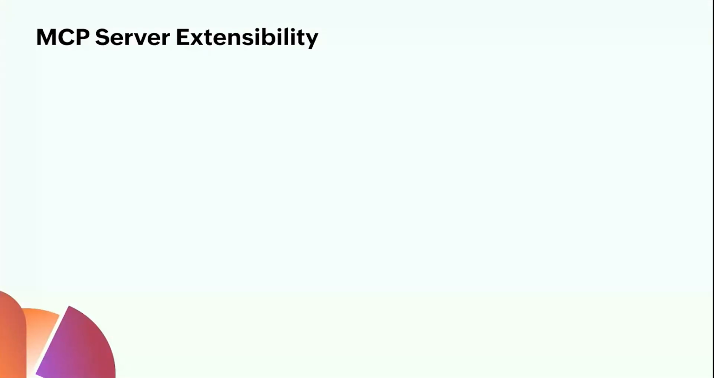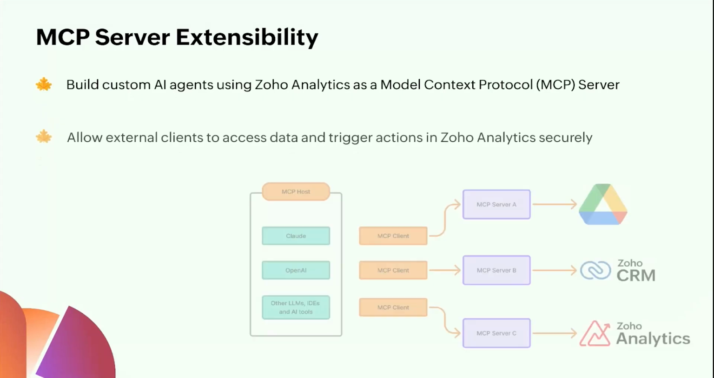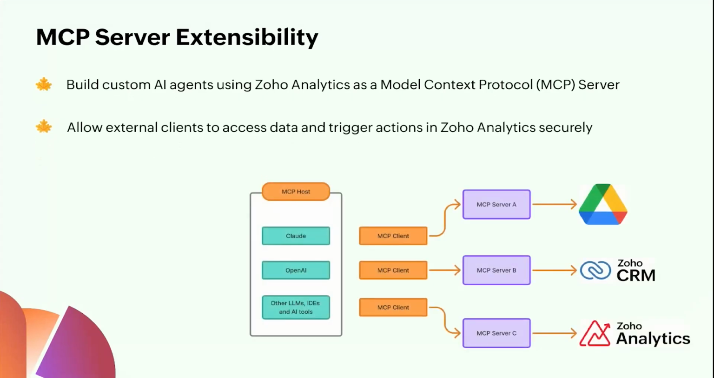Moving on to the next feature, the MCP server extensibility. The MCP server feature is one of the most demanded and discussed features in 2025. We know that when an organization scales, the data ecosystem is going to be distributed across multiple locations. It can be in applications, databases, cloud platforms, or even services.